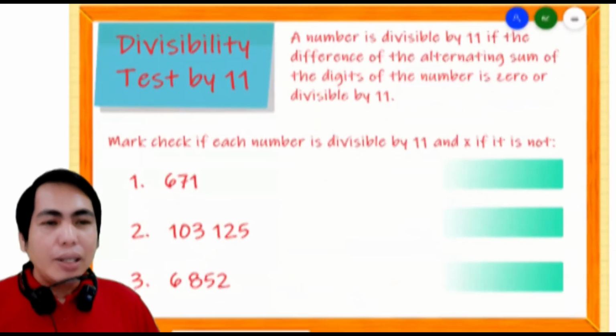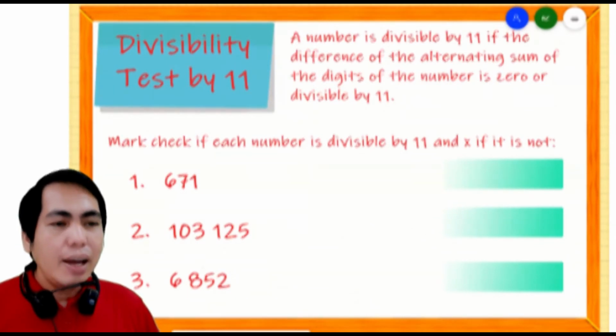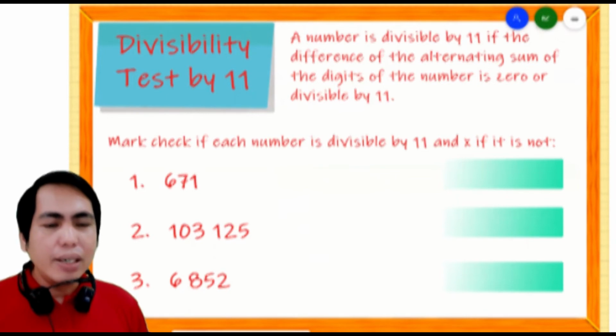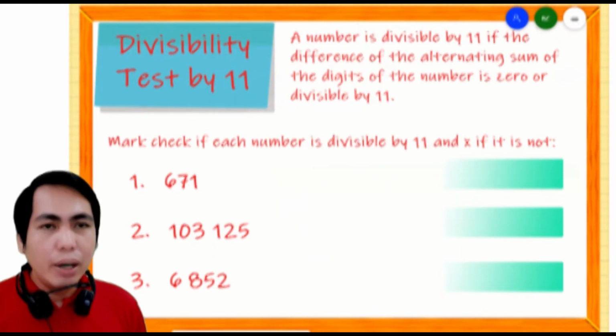This time, divisibility test by 11. It says here, a number is divisible by 11 if the difference of the alternating sum of the digits of the number is 0 or divisible by 11. So let us take the following examples for us to understand the divisibility test by 11, or the rule for us to determine immediately if the number is divisible by 11 or not.